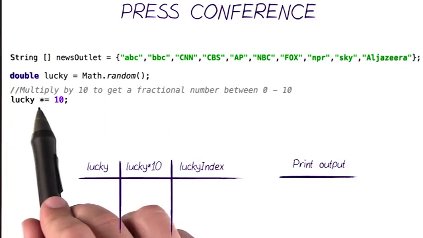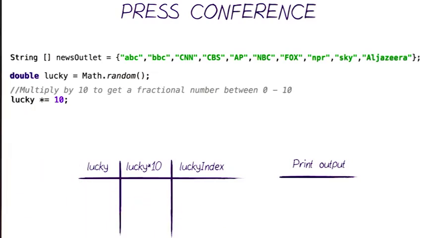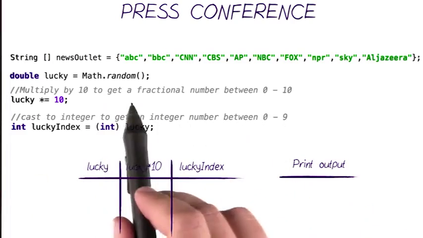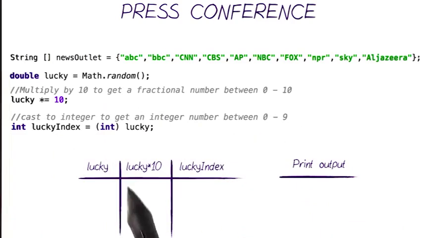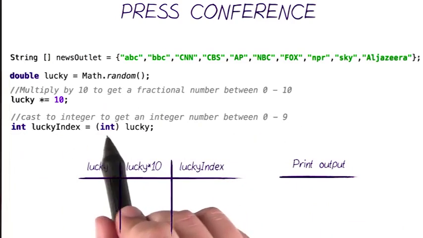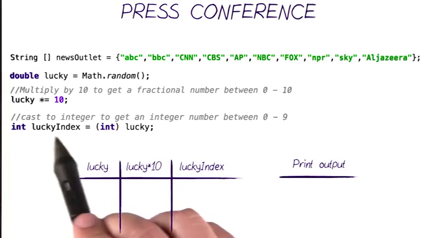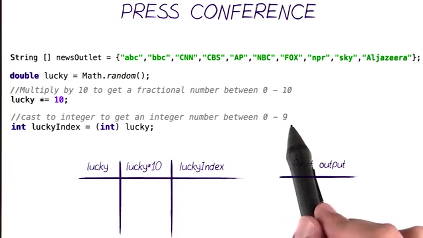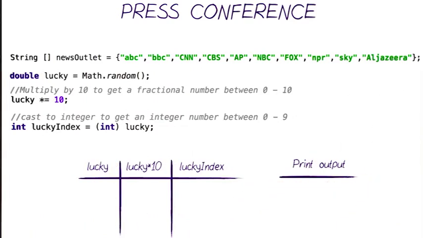Remember that lucky times equals 10 is just multiplying lucky by 10 and updating itself with that new value. And then we want to cast that variable into an integer so that we don't get a fractional number anymore, but we get a whole integer number that's between 0 and 9. The way we do casting is we just write the type that we want to cast it to between brackets just before the variable name here, and then we can store that in an integer called lucky index. So now we end up with this lucky index variable that is between 0 and 9, and it is an integer, so we can access any particular part of the array.